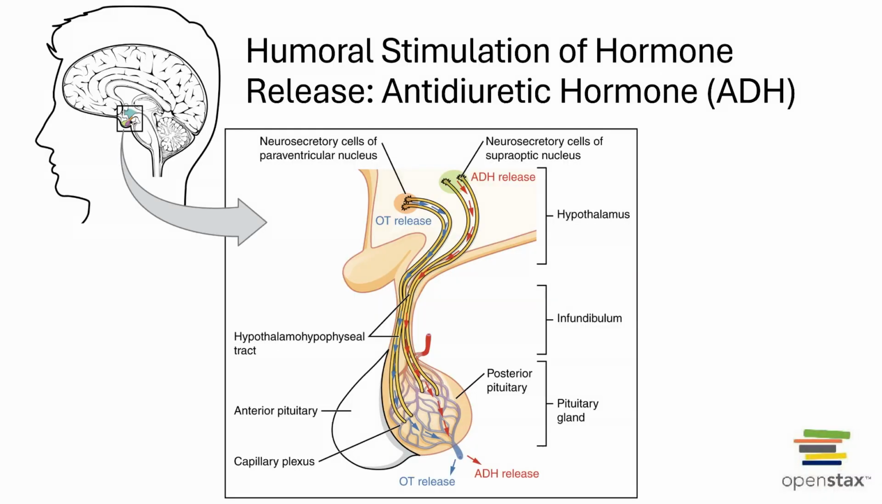One example of a humoral stimulus is an increase in the osmolarity of extracellular fluid leading to the release of antidiuretic hormone, or ADH. Osmoreceptors in the hypothalamus detect changes in the overall solute concentration of the extracellular fluid. When osmolarity is too high, these hypothalamic neurons respond by releasing ADH.